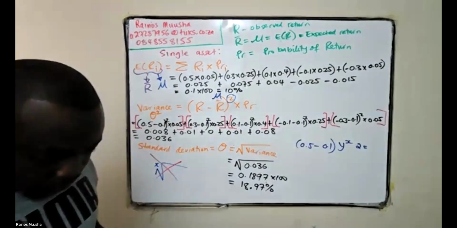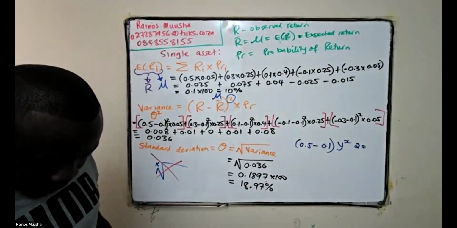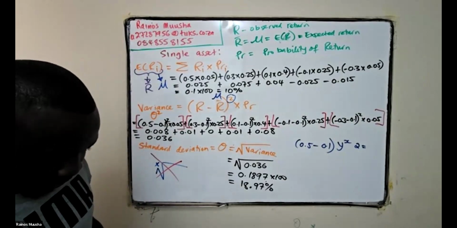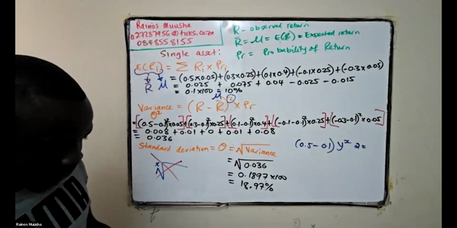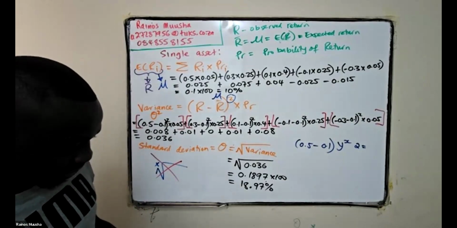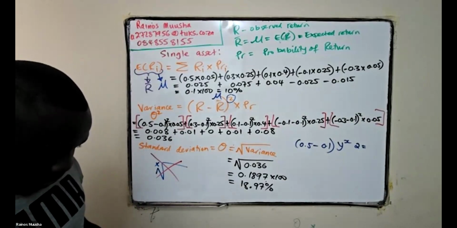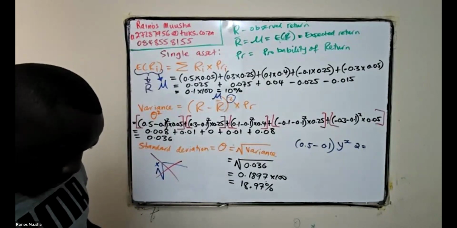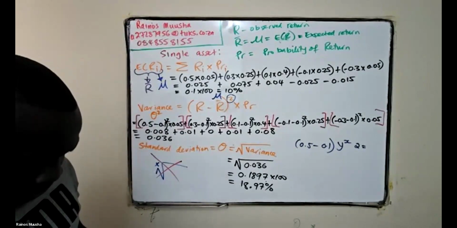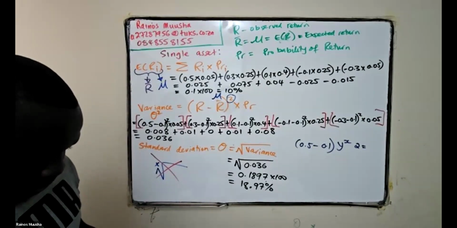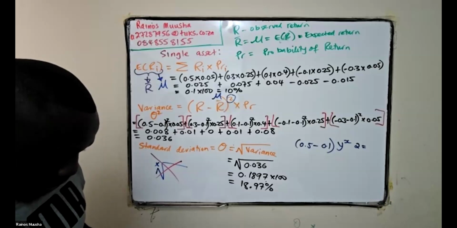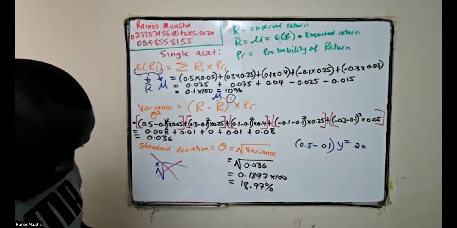if you're looking for the square root of 0.1897, you see that the square root of that would be equal to the square root of 0.1897. The square root of 0.036.